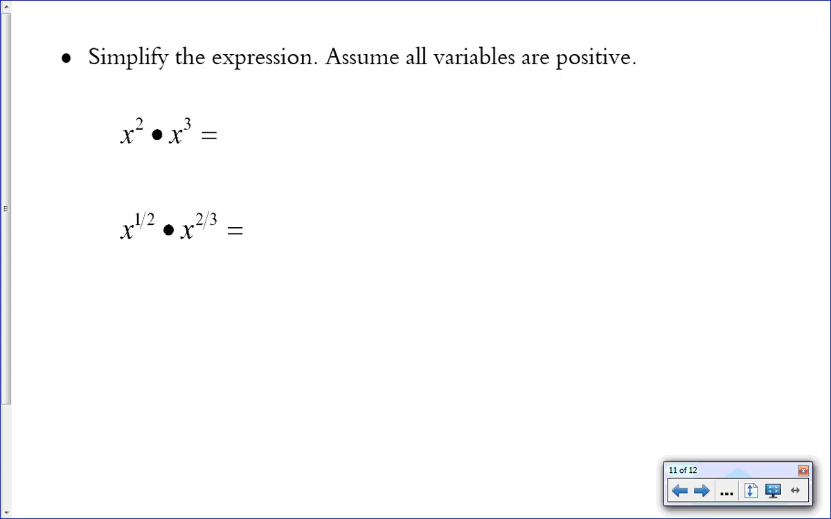Further practice with some of our exponent rules. So just remember that when you multiply two powers together, you add their exponents. Well, the same thing is going to apply when the exponents are fractions. You just have to remember some basic rules of fractions.